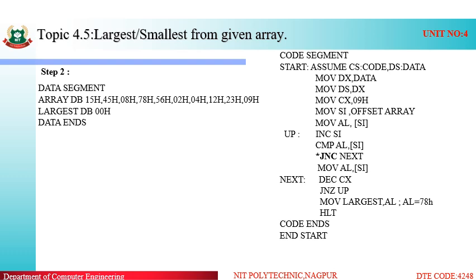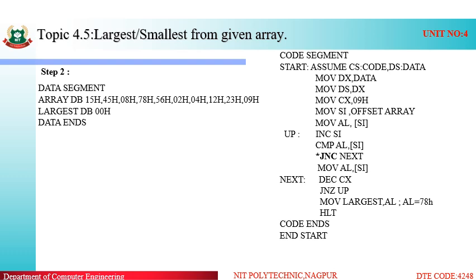So next we have taken the counter. What we have taken the counter as? Move CX. C register is always used as a counter register. So we have taken CX equals to 10H. 10H means total 10 elements are there inside our array.